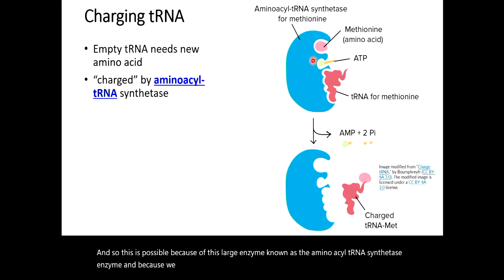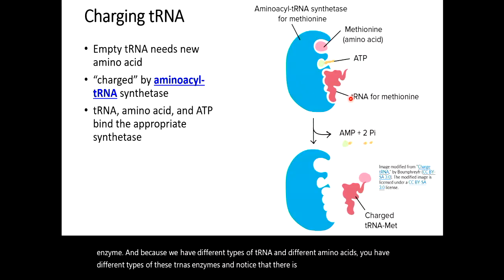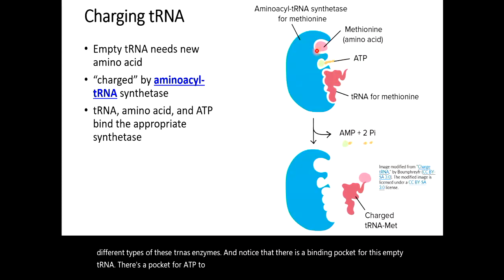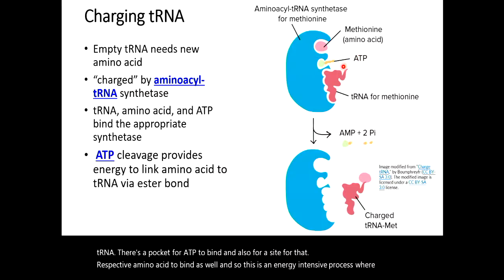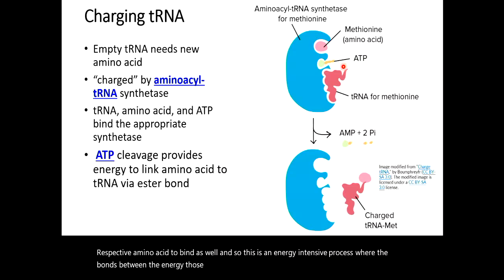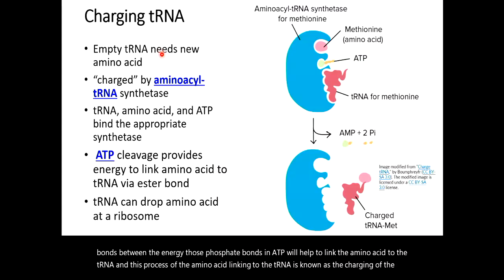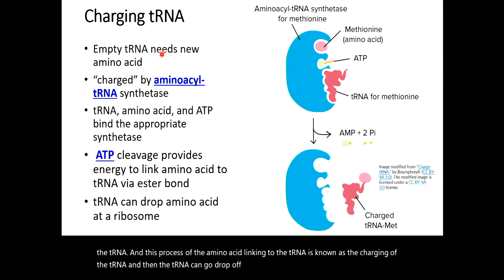Because we have different types of tRNA and different amino acids, you have different types of these tRNA synthetase enzymes. And notice that there is a binding pocket for this empty tRNA, a pocket for ATP to bind, and also a site for the respective amino acid to bind as well. This is an energy intensive process where the phosphate bonds in ATP will help to link the amino acid to the tRNA, and this process of the amino acid linking to the tRNA is known as the charging of the tRNA, and then the tRNA can go drop off its amino acid.